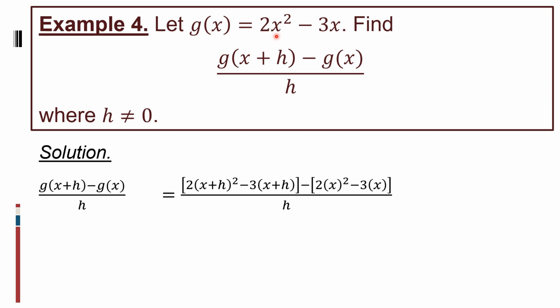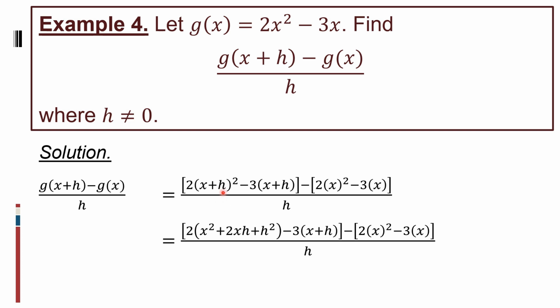Okay, pinalitan natin ito ng x plus h. Minus 3 times x plus h. Pinalitan din natin ito ng x plus h. Minus, so ito, g of x lang siya. So, 2 times x squared minus 3x. Actually, parehas lang dito. Then, divide all of that by h.